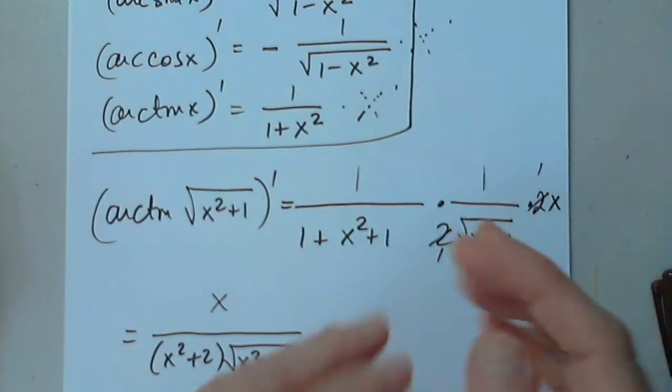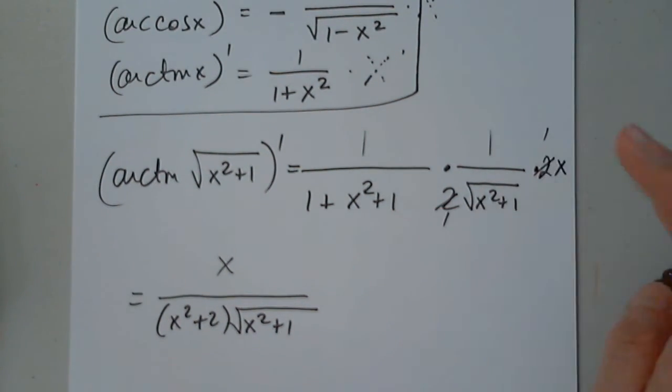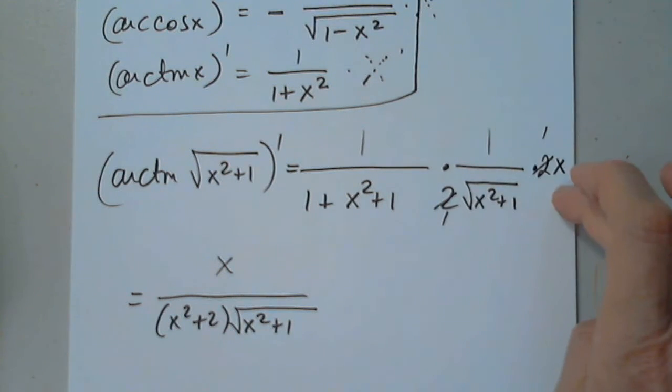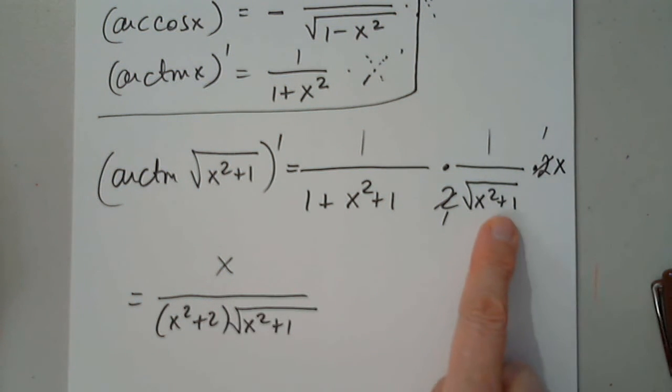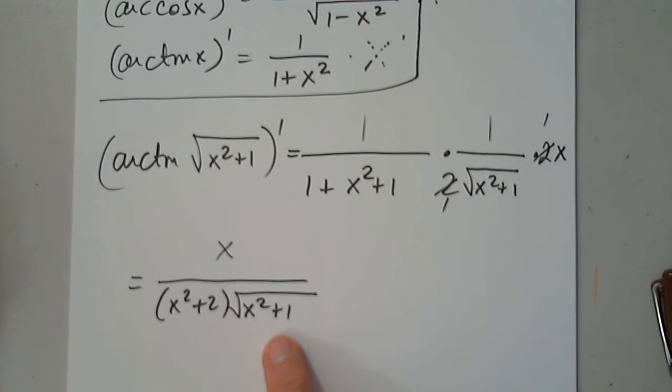And now I can condense it. After I simplify the two factors, only x is at the top. And what do I have here? It's x squared plus 2. What do I have here? The square root of x squared plus 1.